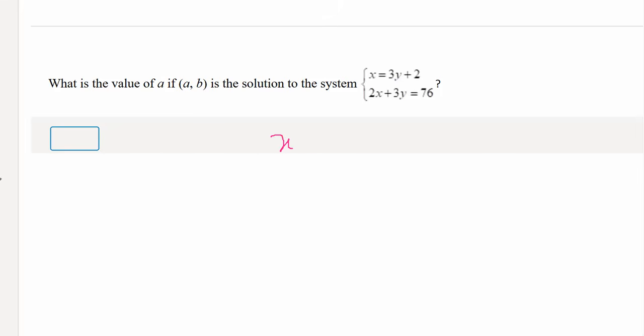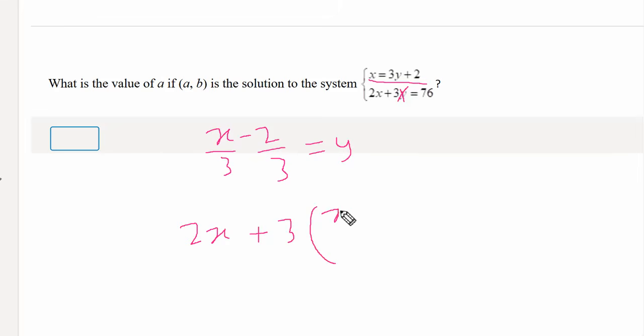The first one, I will put in terms of y. X minus 2, and you'll see why I am doing it like that, over 3, is equal to y. Why did I do it this way? So I remove this y and you directly get what x is equal to. So 2x plus 3, x over 3 minus 2 over 3.